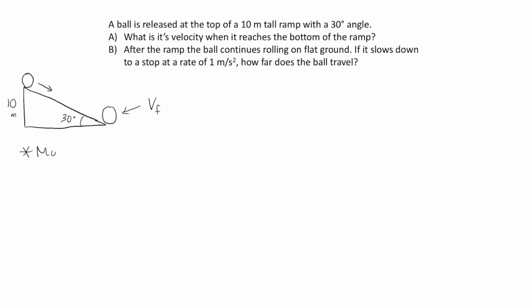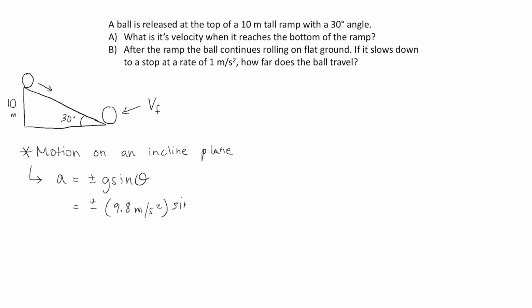Now, this is a motion on an inclined plane question, which means the acceleration is equal to plus or minus g sine theta. And we can use what we know to find the acceleration. We know g is equal to 9.8 meters per second squared, and our angle is 30 degrees. When we do the math, we find that the acceleration is 4.9 meters per second squared.